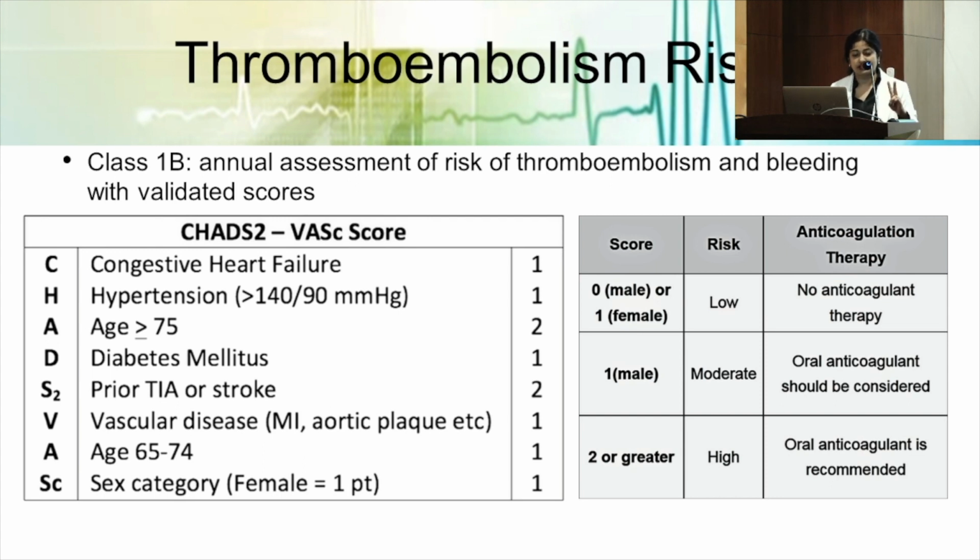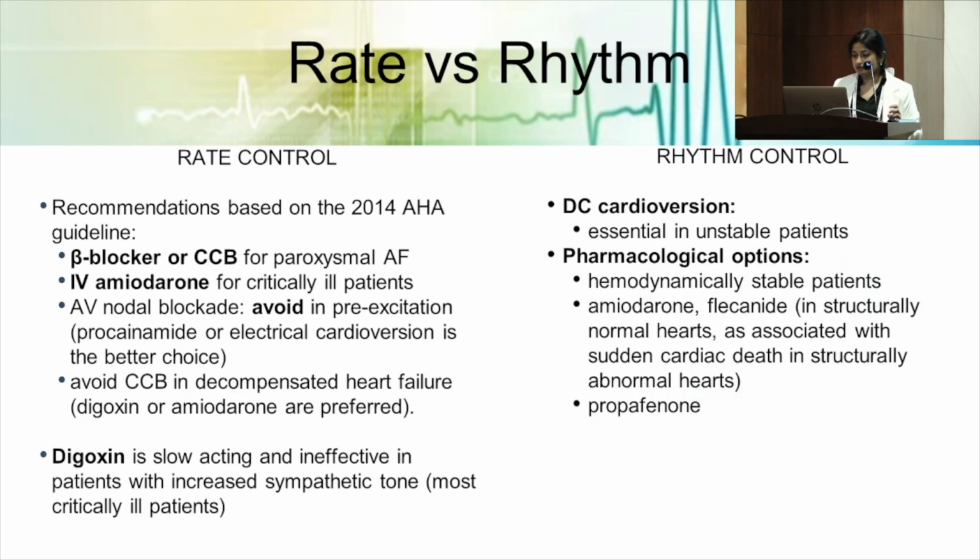That is age more than 75 and prior history of TIA or stroke. Both of these have 2 points. If your patient gets a score of more than 2 in this, there is a high risk of thromboembolism. The patient should receive oral anticoagulation. Then coming to rate control and rhythm control. AHA guidelines say the first thing you need to do is control the rate.